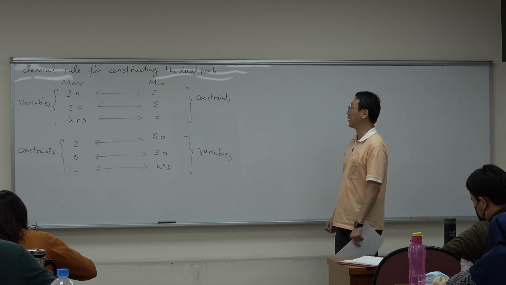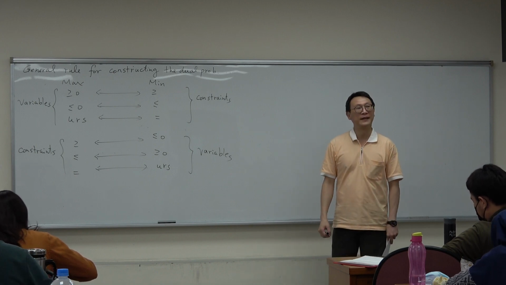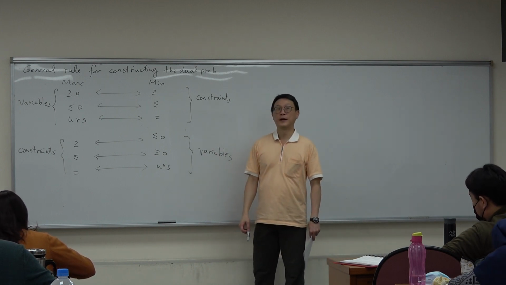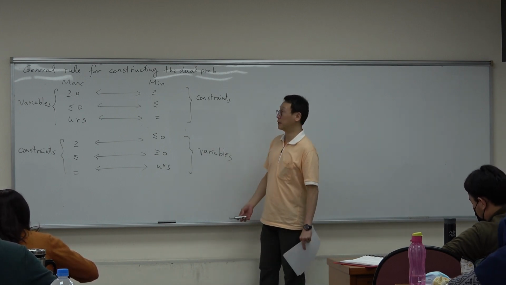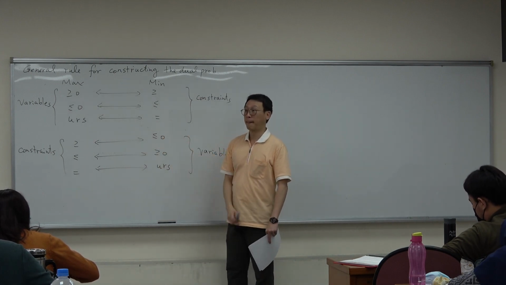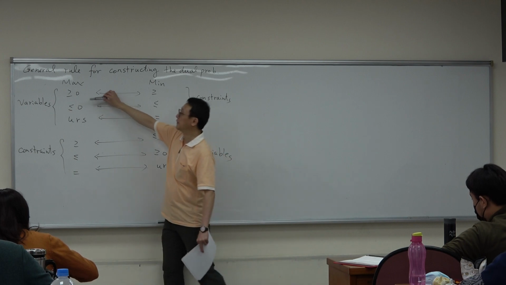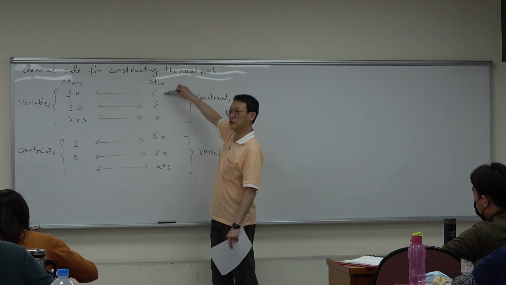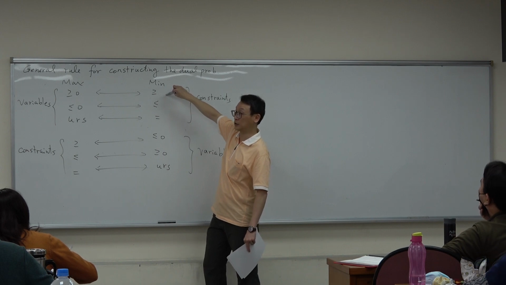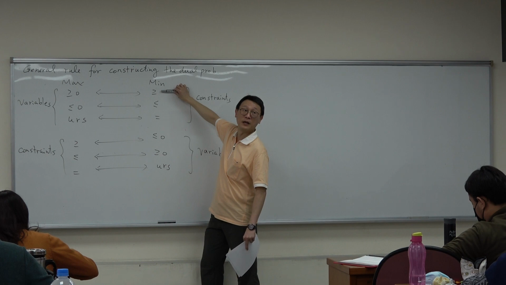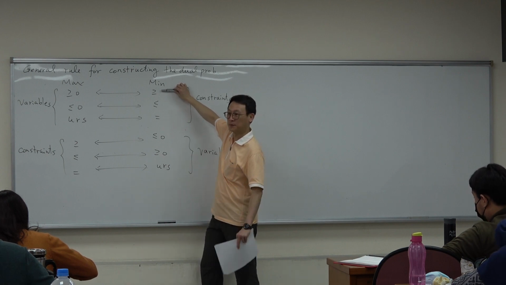Probably try to remember this table, but you don't have to, because in the very beginning of the problem we talk about maximization transform to minimization. So as you can see, all the variables greater than or equal to 0, then the minimization constraint will always be greater than or equal to 1. So that's what we have in the first example.